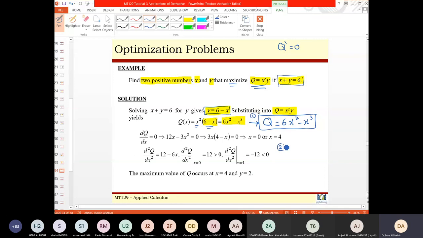My step number 2 will be by finding the q dash and letting q dash is equal to 0. What's the q dash? It will be 6 multiplied with 2x, this equal to 12x minus 3x squared.